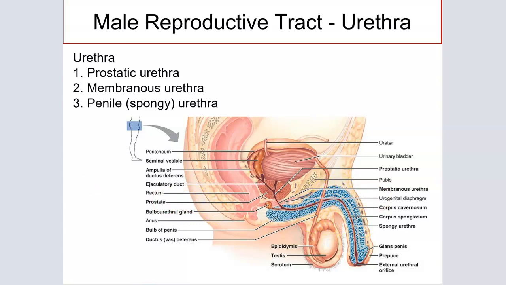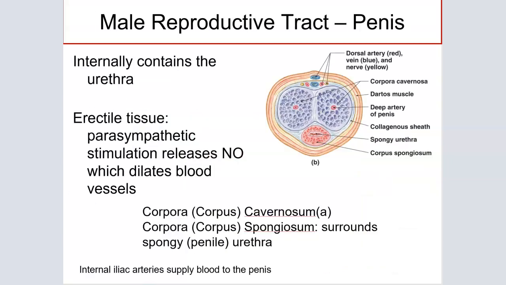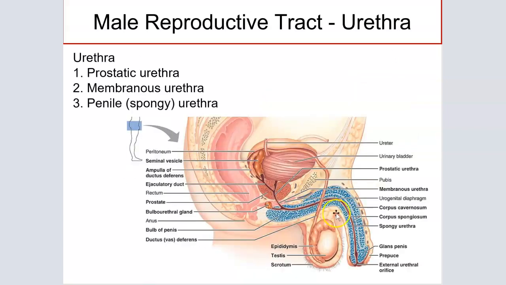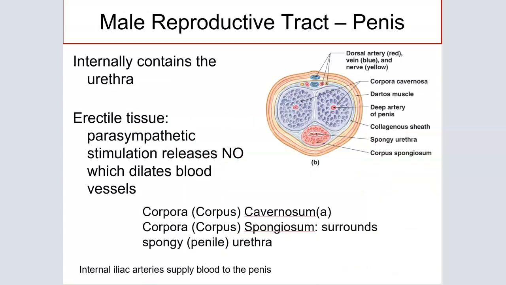So what that means is that when your parasympathetic nervous system is activated, it releases nitric oxide. And you probably remember that nitric oxide is a vasodilator. So blood flows into the penis, into this spongy tissue, and that's what gives you the erection. We also know that the internal iliac arteries are the arteries bringing blood to the penis. So it's a vascular event.